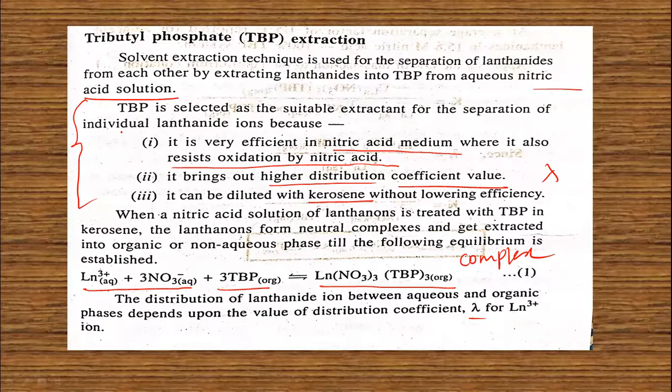So when a nitric acid solution of lanthanide ion is treated with TBP in kerosene, the lanthanide forms a neutral complex and gets extracted into the organic or non-aqueous phase. So this complex is formed here. Okay. The distribution of lanthanide ion between the aqueous and organic phase depends upon the value of the distribution coefficient lambda for lanthanide ions. Because lanthanide ions are distributed into two phases. One is the aqueous phase and another is the organic phase.